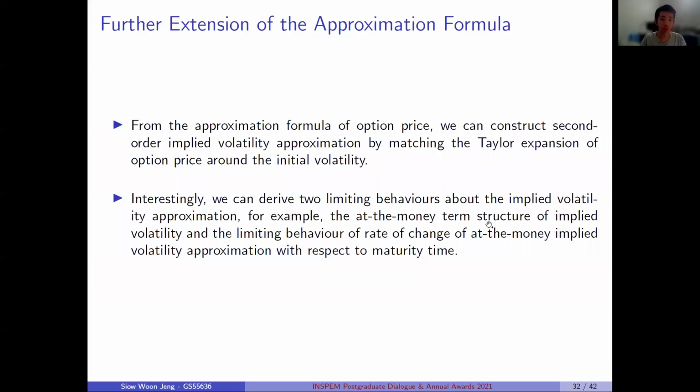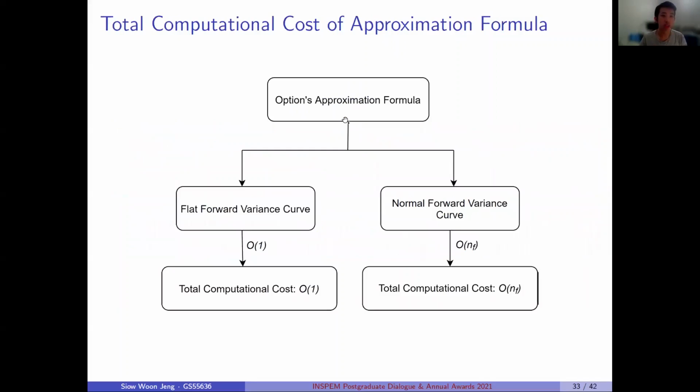So we can actually further extend the approximation formula by constructing a second-order implied volatility approximation by matching the Taylor expansion of the option price around the initial volatility. And interestingly, we can derive two limiting behaviors about the implied volatility approximation. For example, the at-the-money term structure of implied volatility. So regarding the computational cost of the approximation formula, if we use flat forward variance curve in the computation, we only require O(1) time complexity. Whereas if we use a normal kind of forward variance curve, we require O(N_F) time complexity.